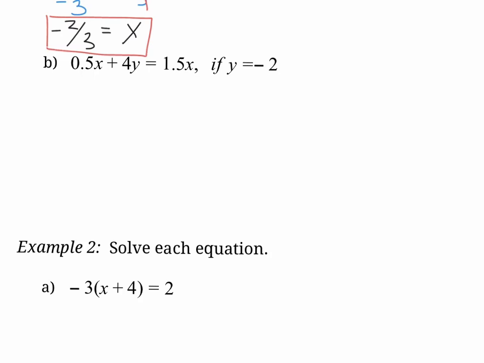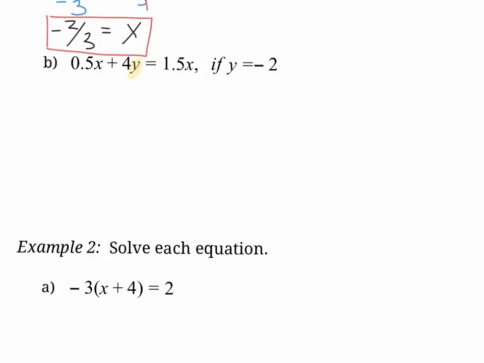All right, so here's another example. We have an equation. This is linear. There's no exponents greater than 1, so this must be a line. And we're asked to find what is the value of x if y is equal to negative 2. So the first thing I'm going to do is, I know what y is, so I'm going to replace it.